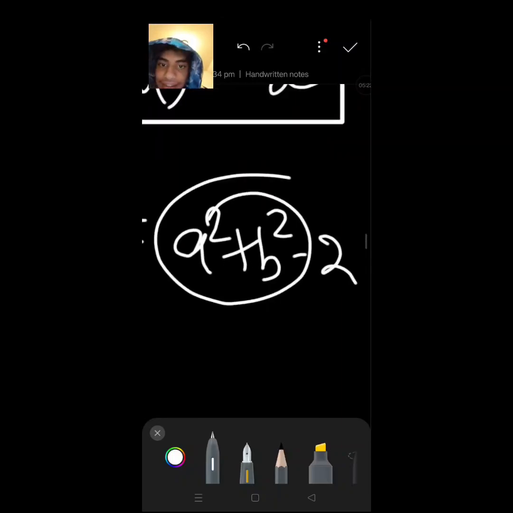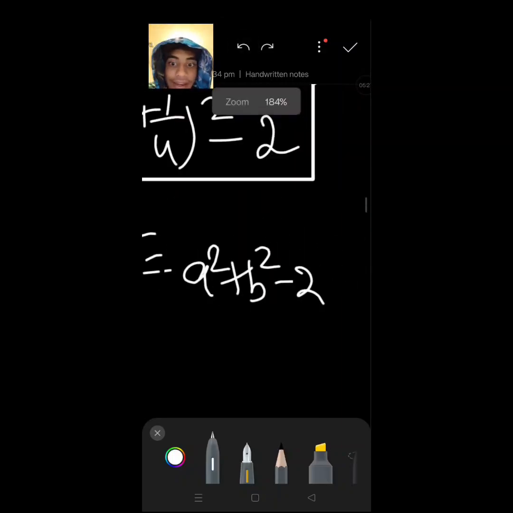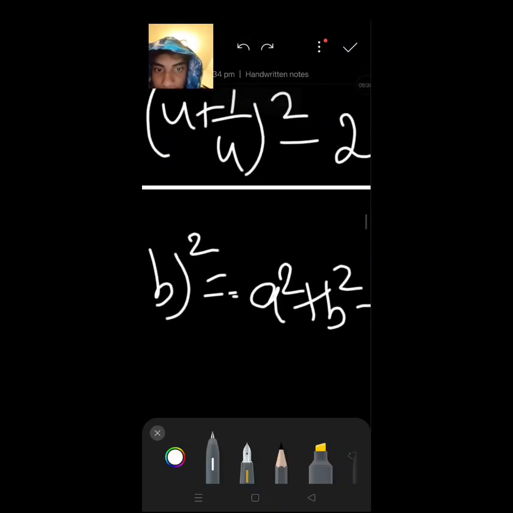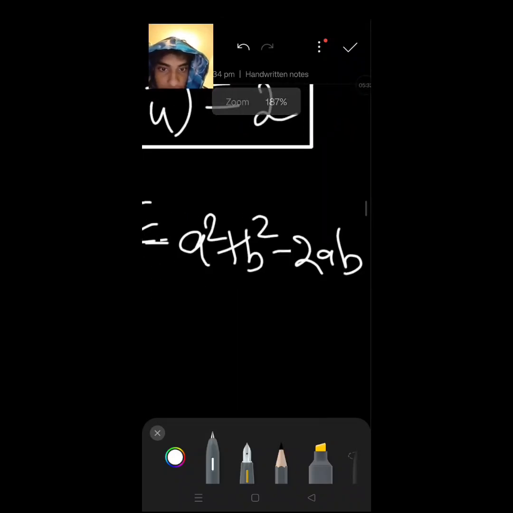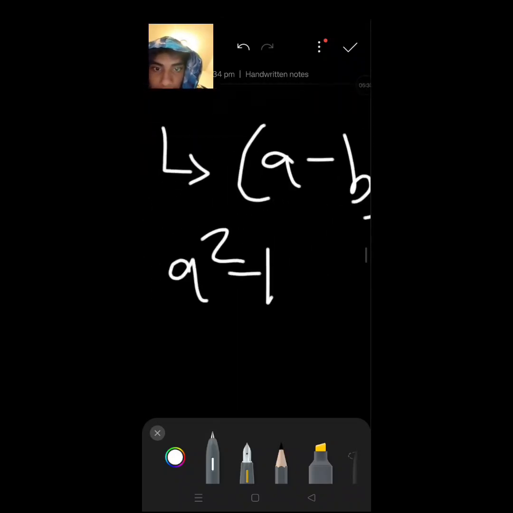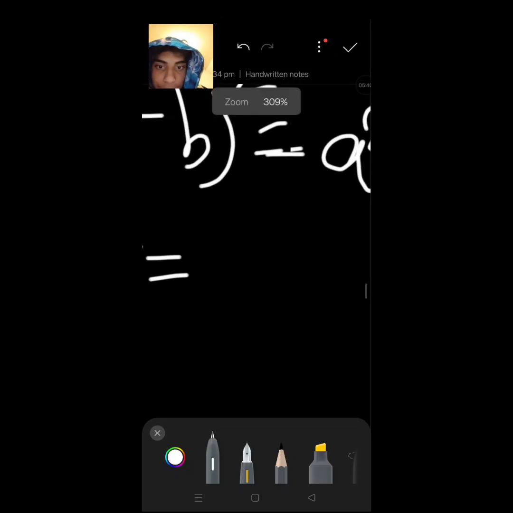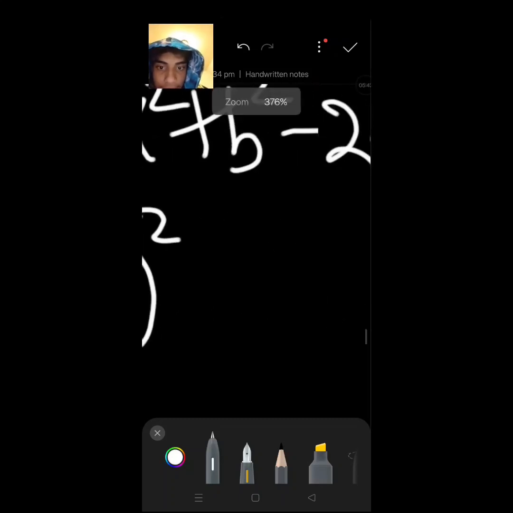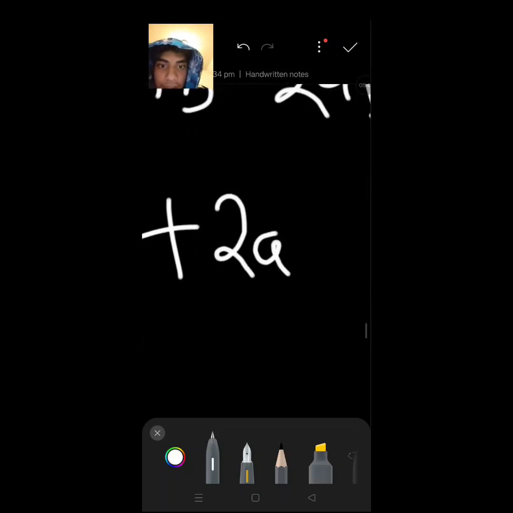But this though is intact, right? This is what we want, a square plus b square. We want to isolate this. As long as that is there, khel khatam. So now minus 2ab. And now this is just going to be a square plus b square is equal to a minus b whole squared plus 2ab. Send the minus 2ab to that side, plus 2ab.